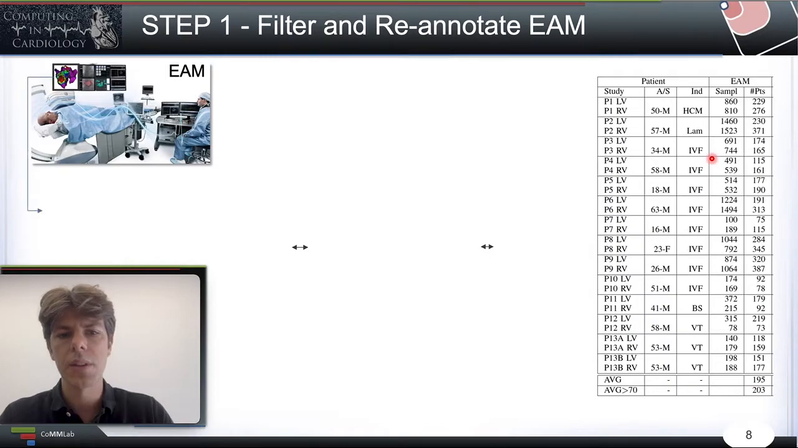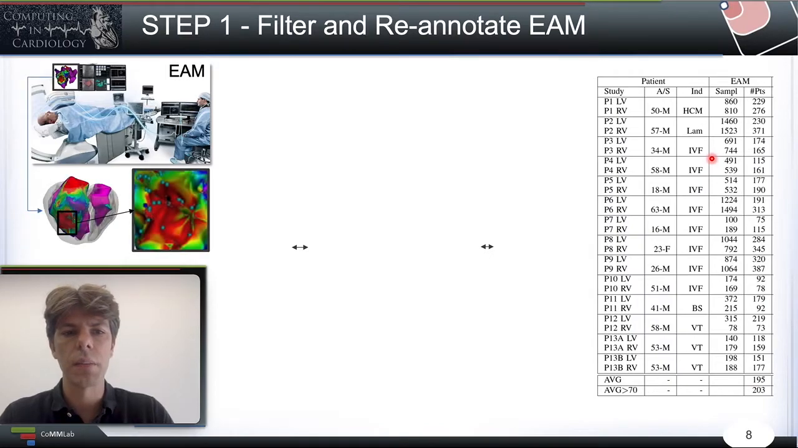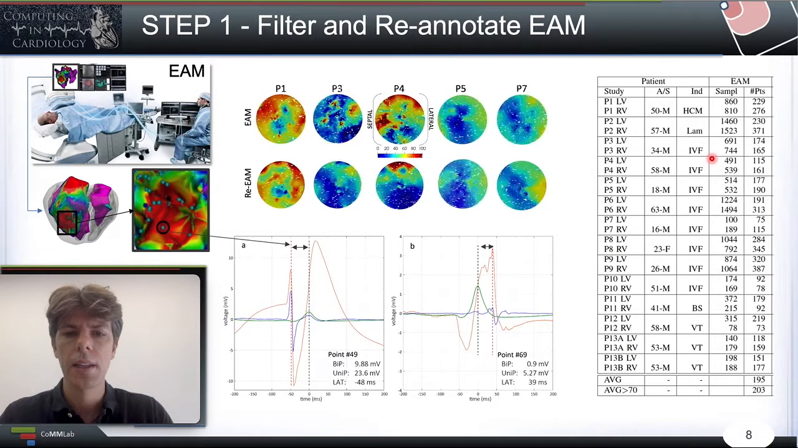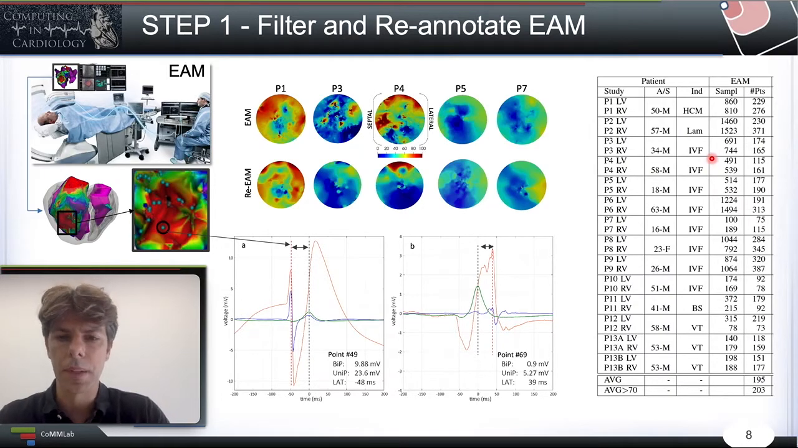Because the data that comes from the electroanatomical maps is very noisy, and there are large gradients in the data which are not physiological, we decided to do a re-annotation with a custom, tailor-made code. And you see there in the center of the figure the difference between the electroanatomical map and the one after we re-annotated it, which is much smoother and probably more accurate than the other one.